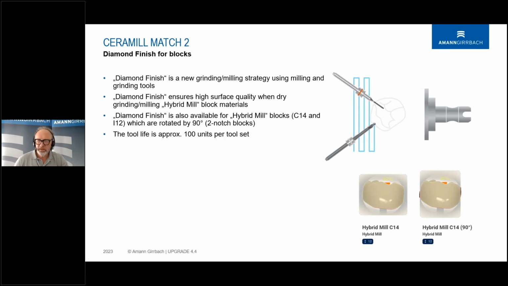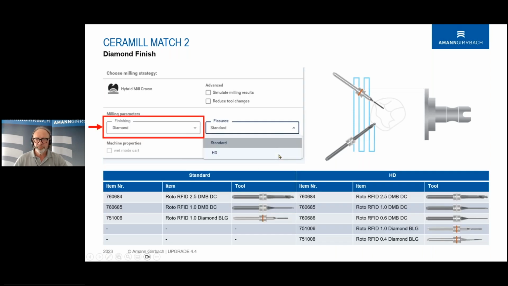Together with this, we have a milling strategy for hybrid mill blocks. Maybe you can see this on the left side. The block has a different shape to the right side. And this is because we can turn blocks now. What's the reason behind that? I'll explain to you in some seconds. I come back to our milling strategy.